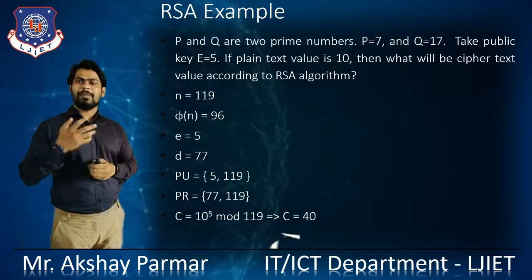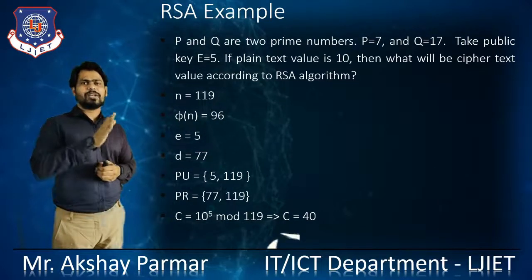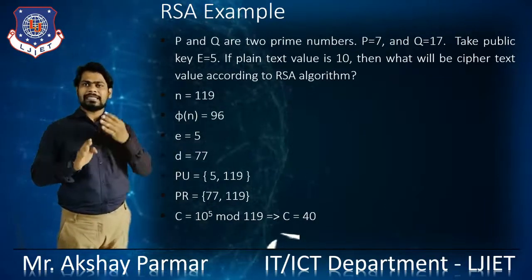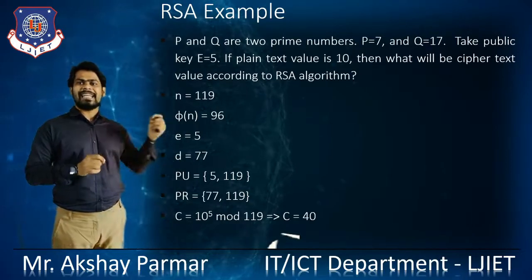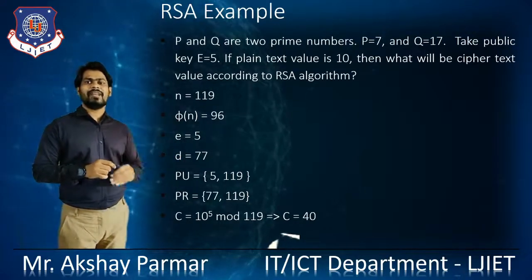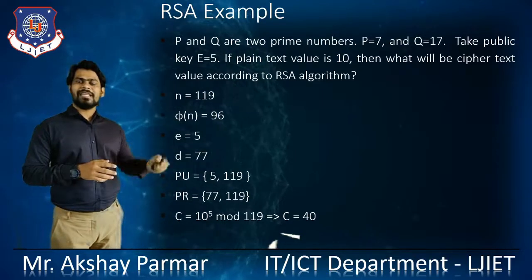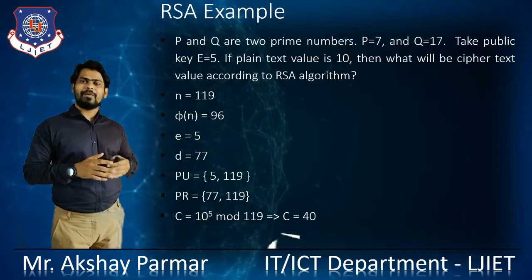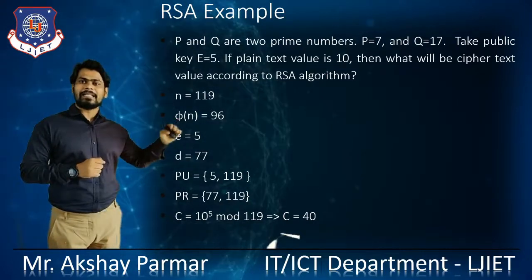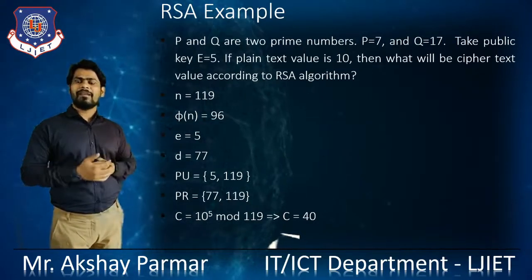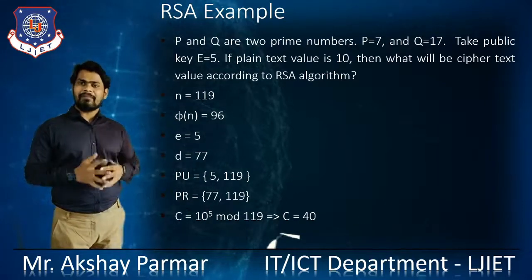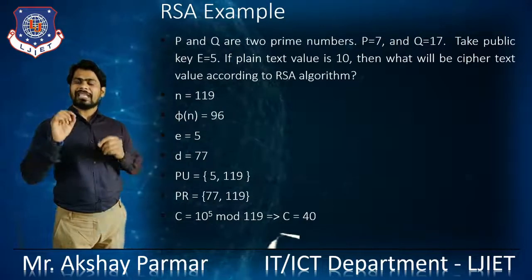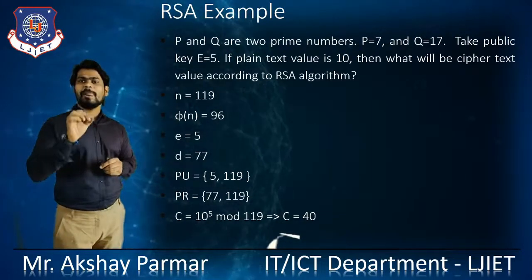What will be phi n? It is p minus 1 into q minus 1. So 7 minus 1 into 17 minus 1, that is 6 into 16, which is 96. So our phi n will be 96. Our e is equal to 5 here. So we will select d is equal to 77 with respect to e is equal to 5 and phi n is equal to 96. So our public key will be 5 and 119 and our private key will be d, n, that is 77 and 119. So our ciphertext c is equal to m raised to e mod n.